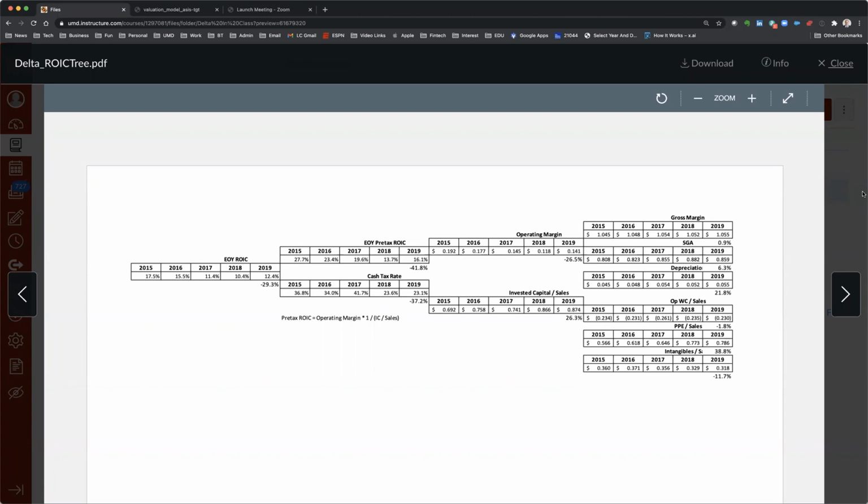Looking at pre-tax, the pre-tax ROIC declined by 41.8% over the period. It was relatively steady, about 3 to 4% per year. There's more of a decline in 2018 though, so that might be a point of concern and something to look at further. All right, can I stop you right there?